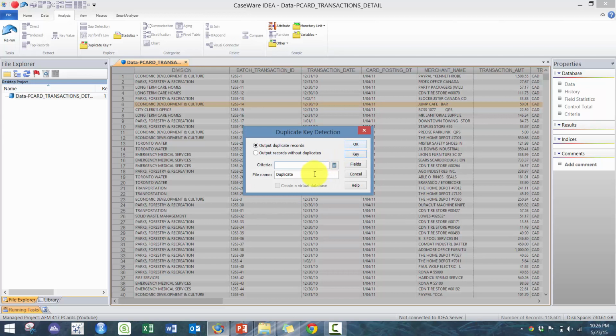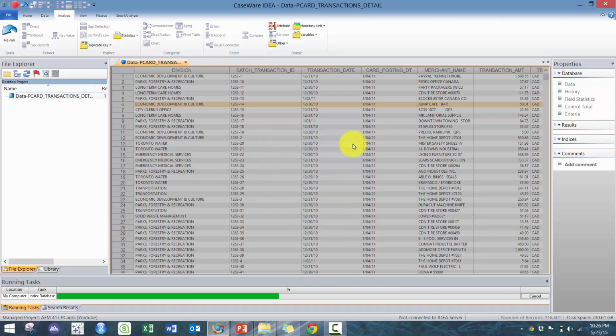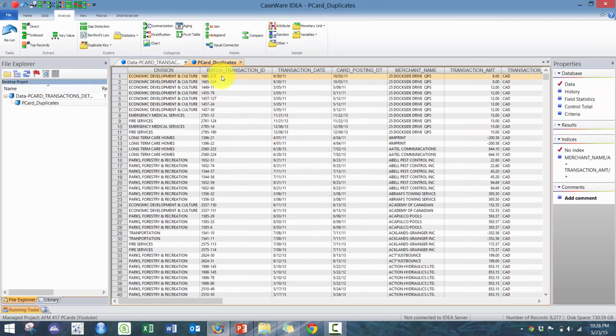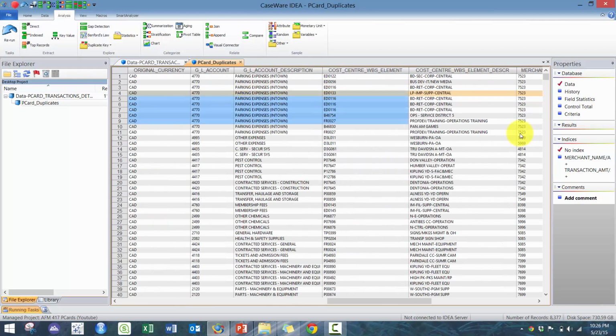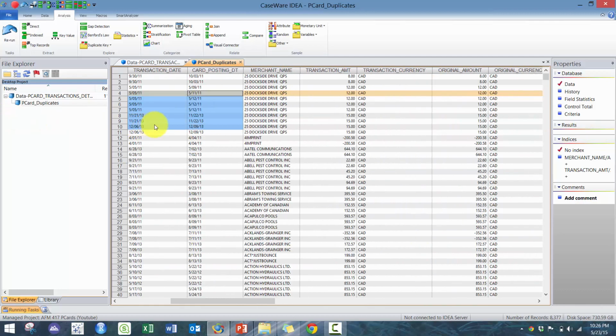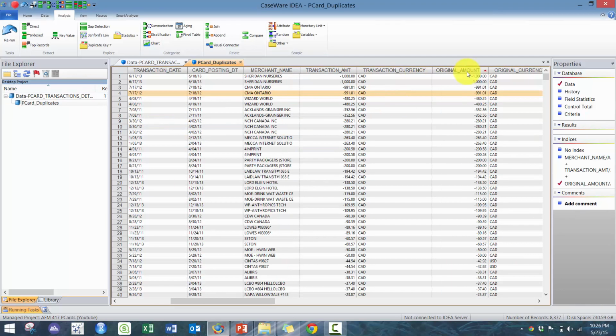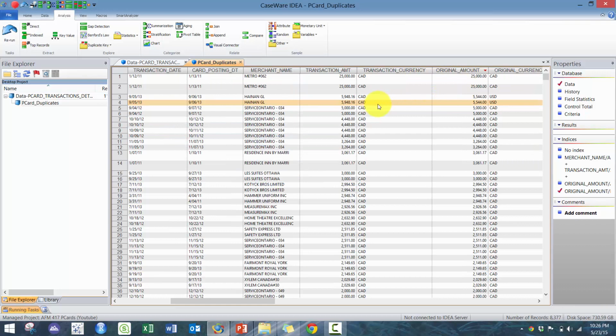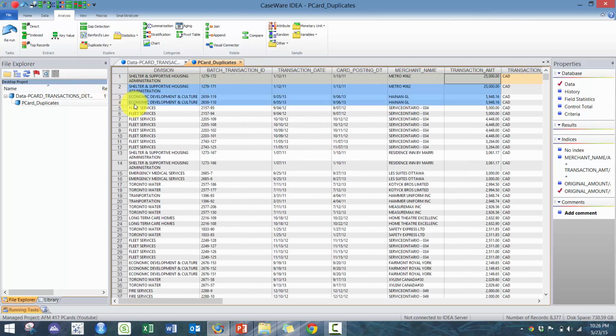Pretty simple. We're going to call this Pcard duplicates, and we're going to include all the fields. And you'll see here, we still have some duplicate transactions. What I like to do is sort by original amount, sort descending, take a look and really understand what's happening here.